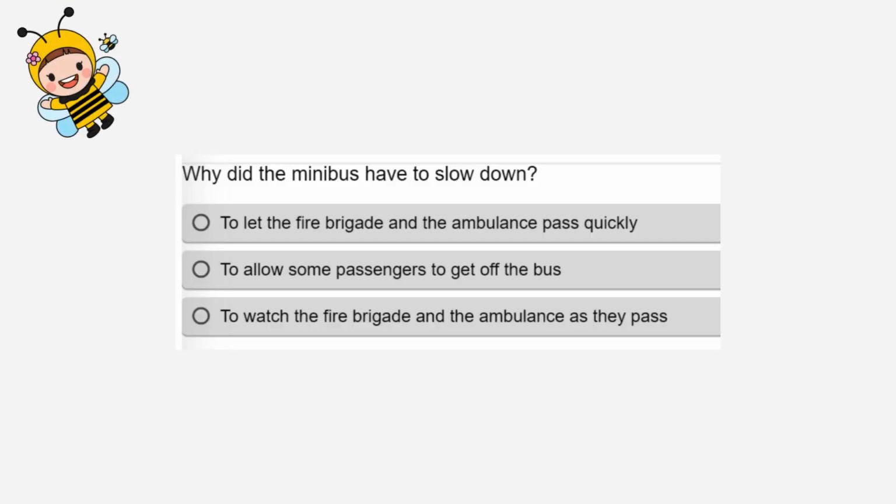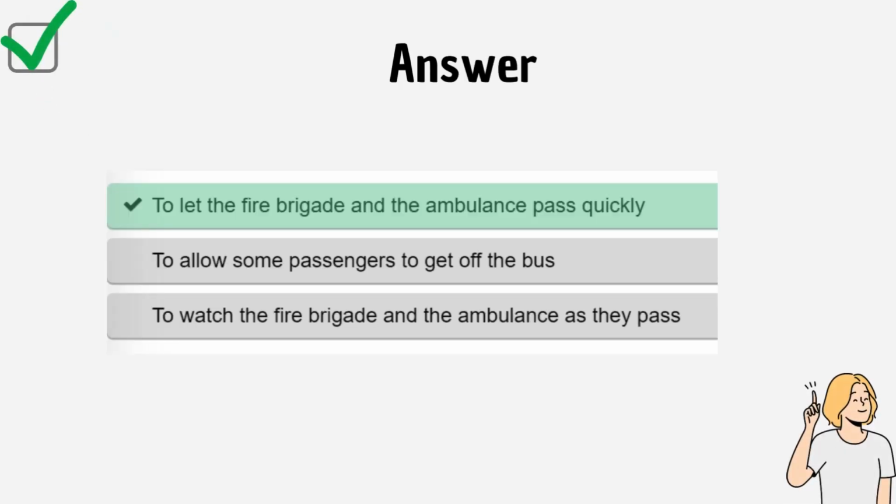Why did the minibus have to slow down? To let the fire brigade and the ambulance pass quickly. To allow some passengers to get off the bus. To watch the fire brigade and the ambulance as they pass. Look at the answer.